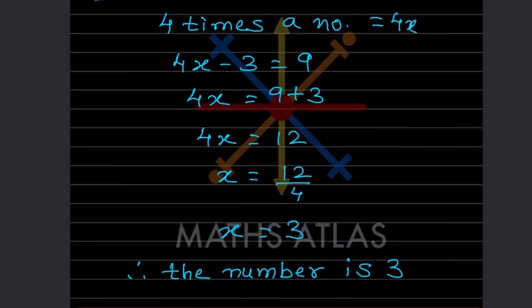So what will we do? This 4x and this is 9. And this minus 3 becomes here. If it goes on the other side, it becomes plus 3. So 4x is, when you add this, it is going to be 12. Okay, and x is going to be 12 divided by 4. So what is that going to be? 4 ones are 4, 4 threes are 12. So x is 3. So the number is 3.